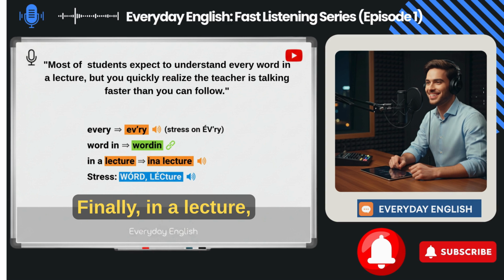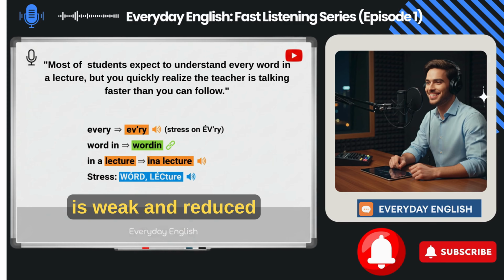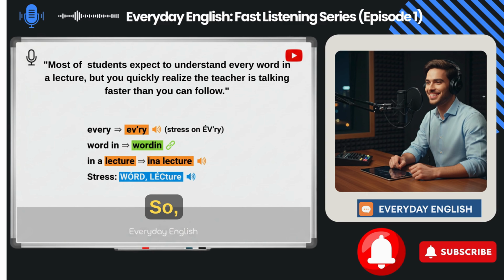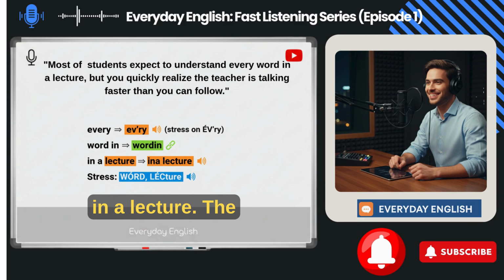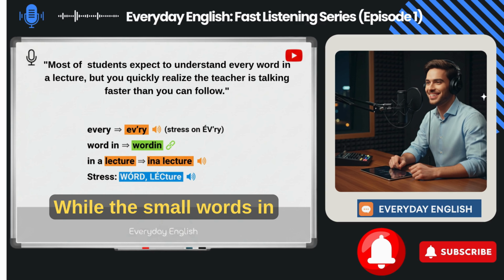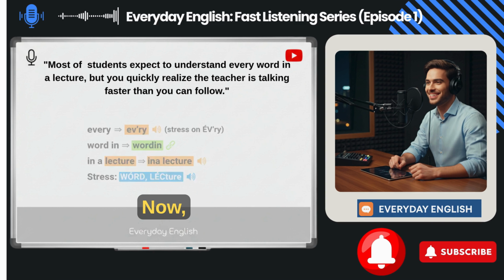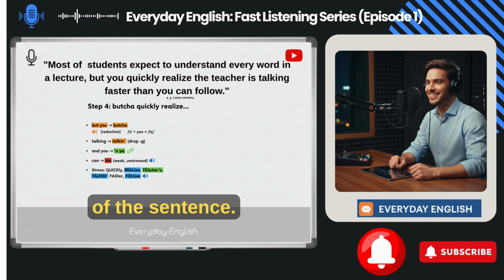Finally, in a lecture, the word a is weak and reduced to the schwa sound. So, instead of in a lecture, natives say in a lecture. The stress is on word and lecture, while the small words in between are reduced. Now, let's move to the next part of the sentence.